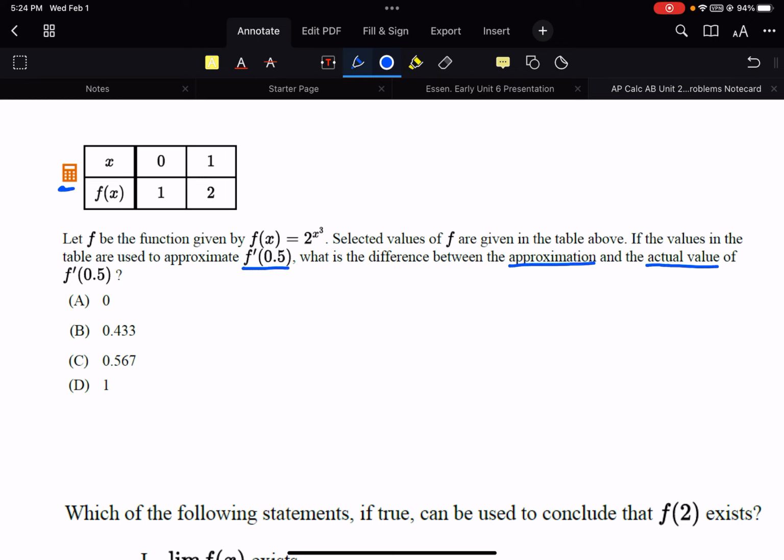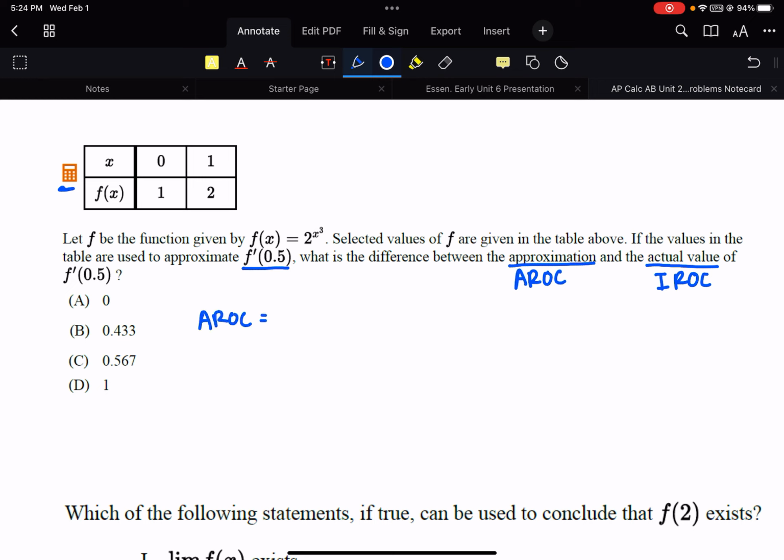derivative. So remember that derivatives are all about rates of change. So if we're looking at an approximation, that's going to be our average rate of change. And the actual value is going to be the instantaneous rate of change. Let's start with average rate of change. Remember that average rate of change does not require calculus.